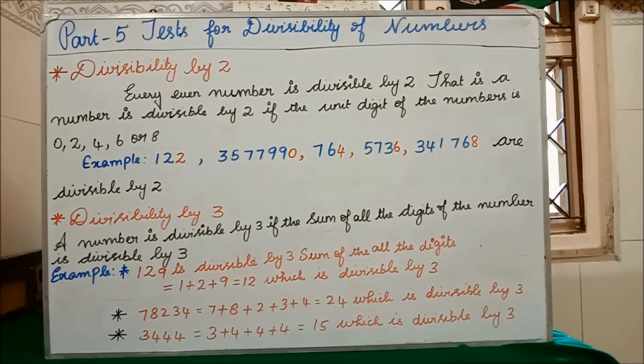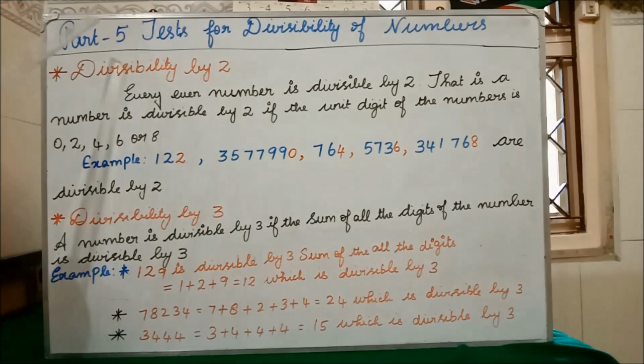Immediately if you are seeing one number, we can say whether this number is divisible by 2 or divisible by 3, like that you can say. Here 3,444 we are having. You have to add 3 plus 4 plus 4 plus 4 is equal to 15, which is divisible by 3 because 15 comes in the 3 table. So this 3,444 is divisible by 3.